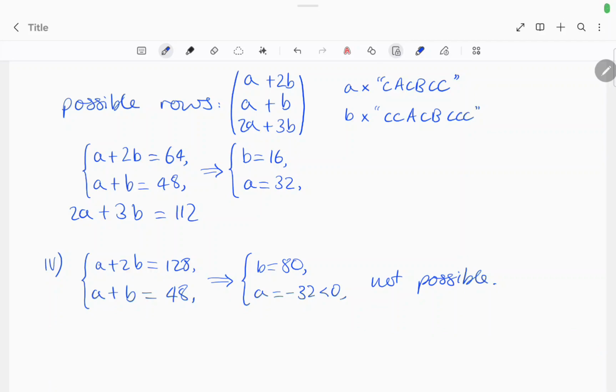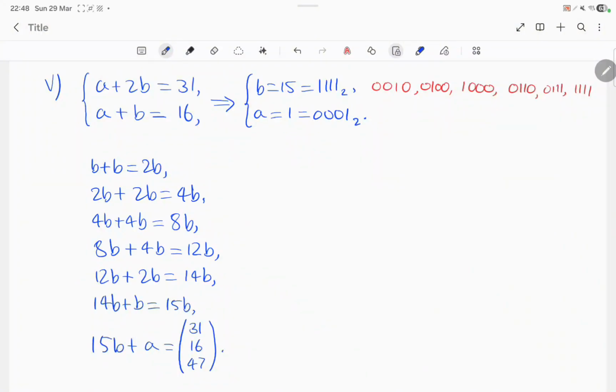Similarly, we'll move on to question 4, and we'll see that solving the first two rows gives B is equal to 80 and A is equal to negative 32, which is less than 0, and this is not possible. Therefore, we cannot make 128, 48, 176.